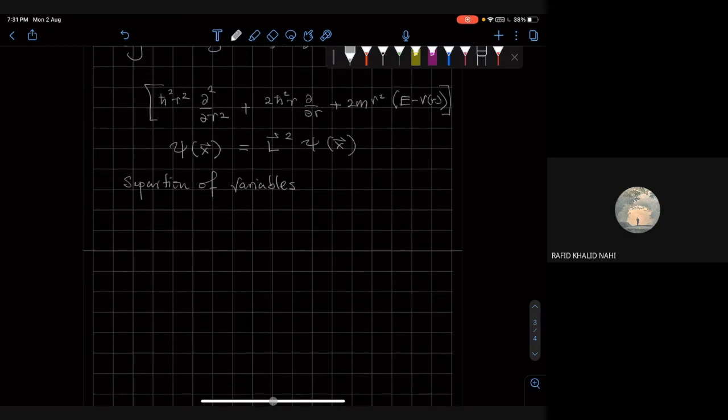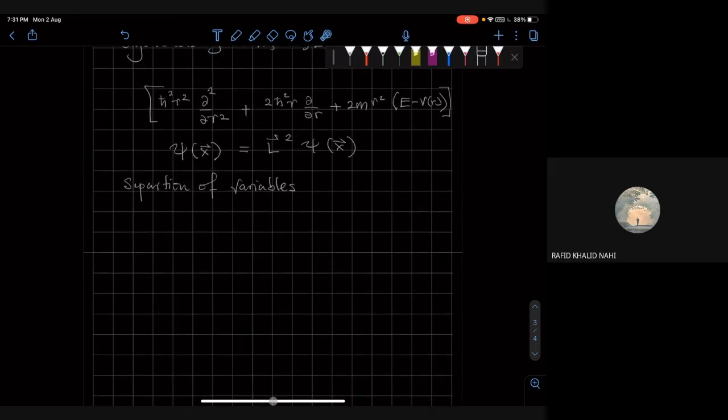Because the operator on the left-hand side is just a function of R. It only depends on R and the derivative with respect to R. Whereas the operator on the right-hand side involves derivatives with respect to theta and phi and only depends on theta and phi. Well, it doesn't even depend on phi, only theta. So we can assume that it'll be amenable to separation of variables. So we can write an ansatz.